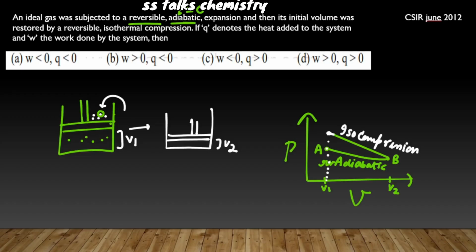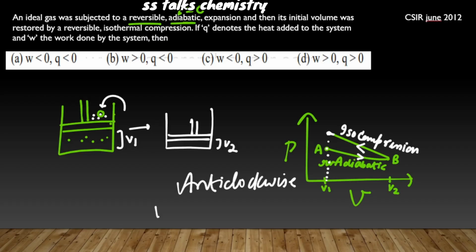So now if Q denotes the heat which is added to the system, and W is the work done by the system, then which of these statements is going to be true? That means whether work is being done on the system or by the system, that is, whether the work done is positive or negative. So you can see you are going from A to B and then you are returning from B to A. This is what is happening. So you can see we are going in the anti-clockwise direction.